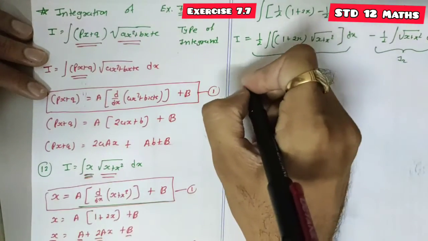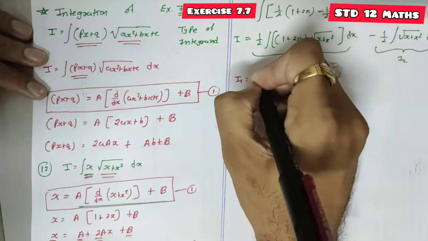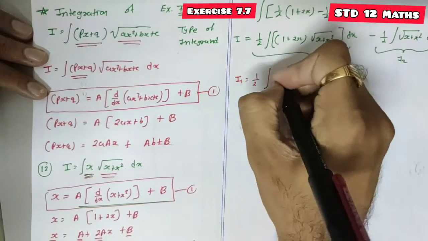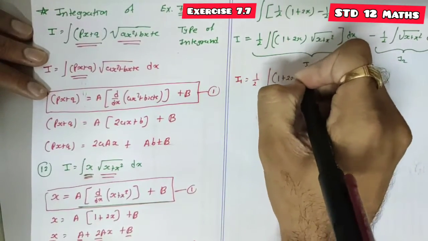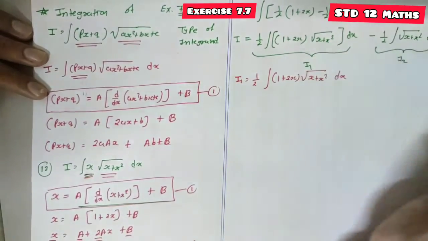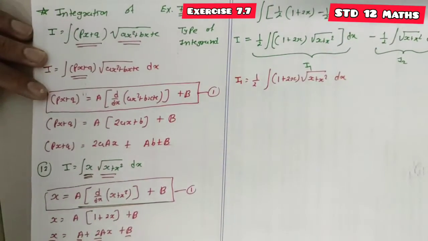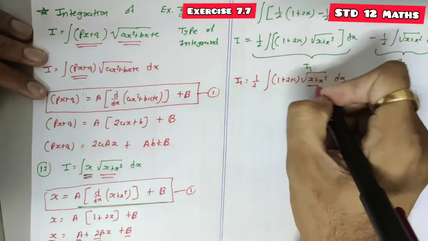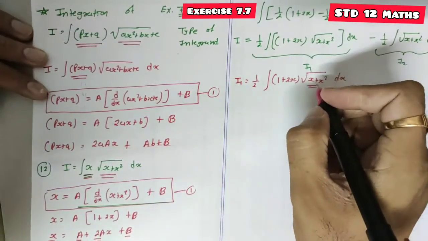So what is our integration I1? So I1 is 1 by 2 integration of 1 plus 2x into square root of x plus x square dx. For the integration of this one, we'll consider this term x plus x square as t.